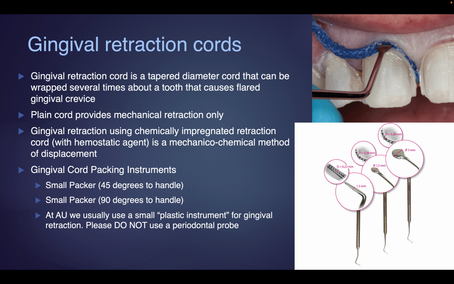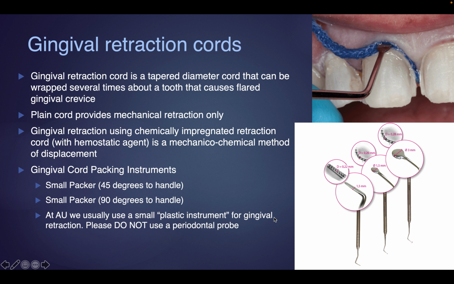That's why before the impression, you have to tell the patient to get that area very cleaned, healthy, no plaque, so no inflammation, and use mouthwash. So gingival retraction with the cord and with chemically, you take the cord and you impregnate it in retraction paste, which will give you the effect of mechanical-chemical method of displacement.